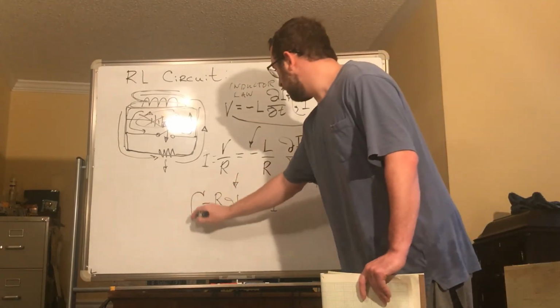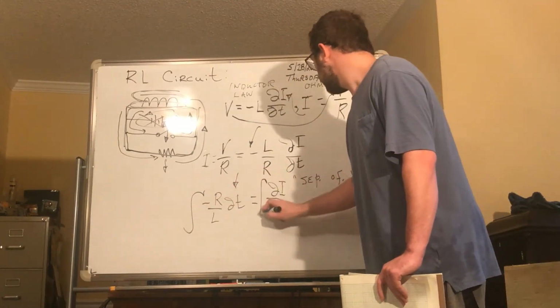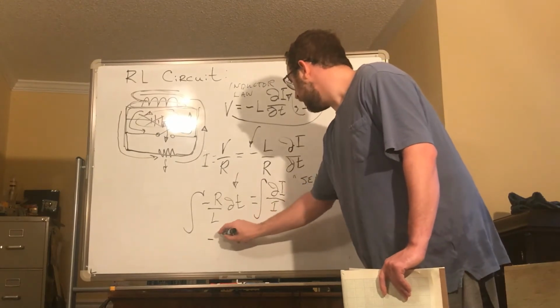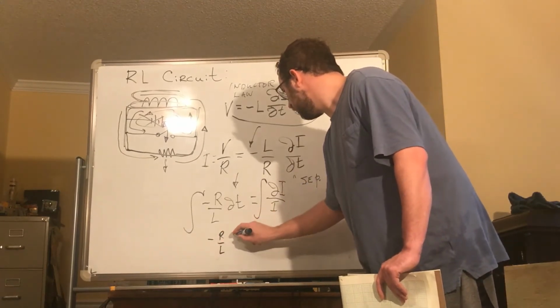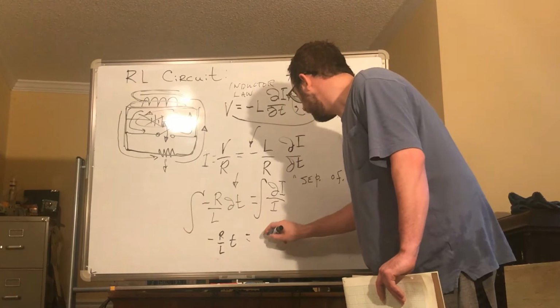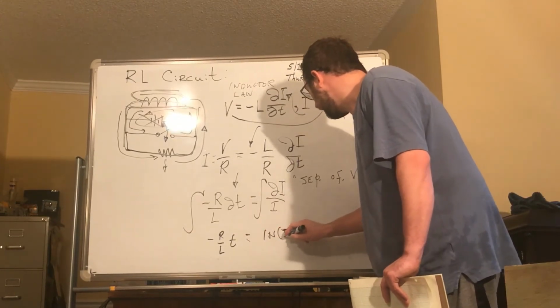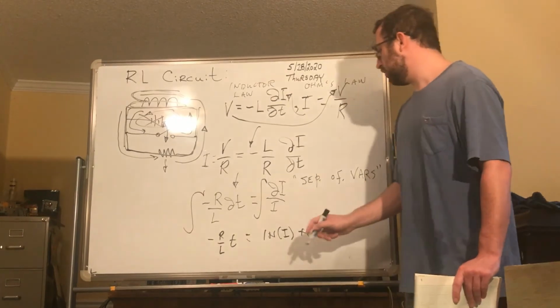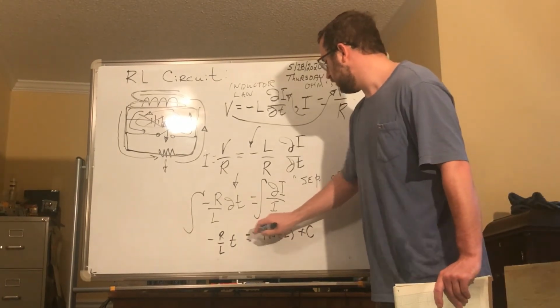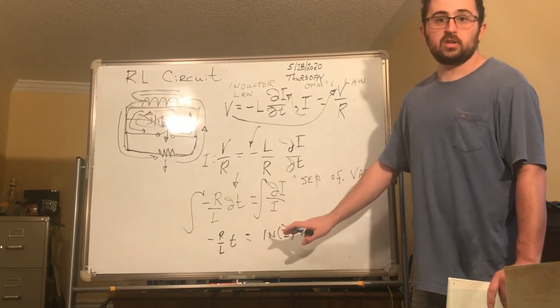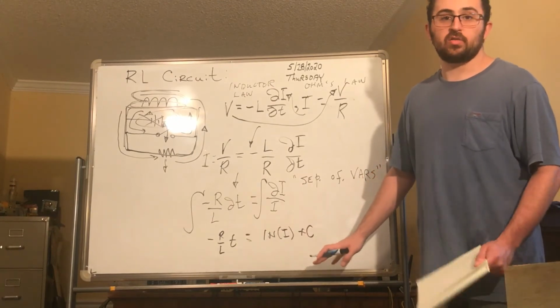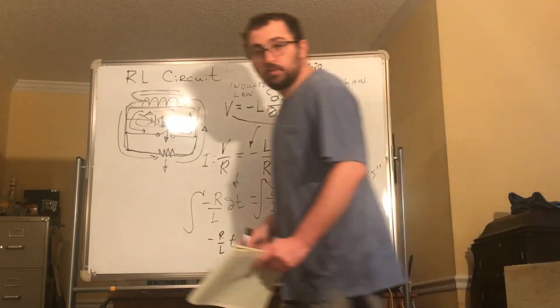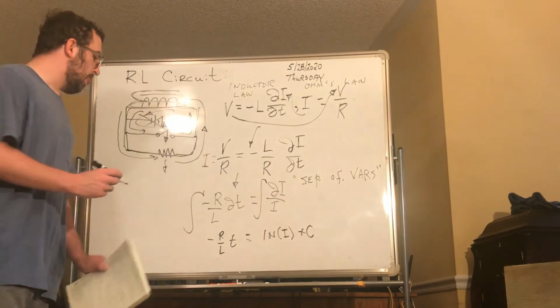Now we can integrate both sides, and this would give us minus R over L t would equal ln of I plus some constant. Standard material from any calculus lecture. Okay, so I hope you can follow to this point. It's very simple, relatively rudimentary theory.